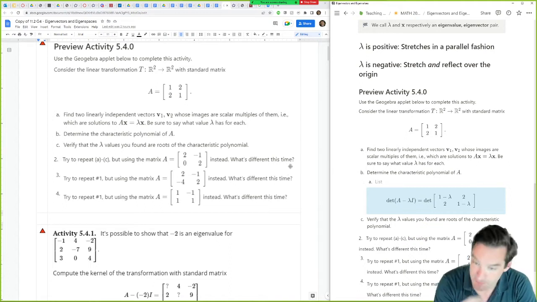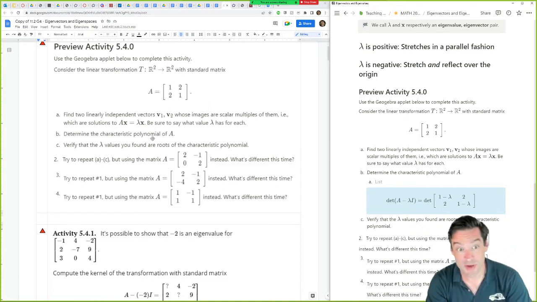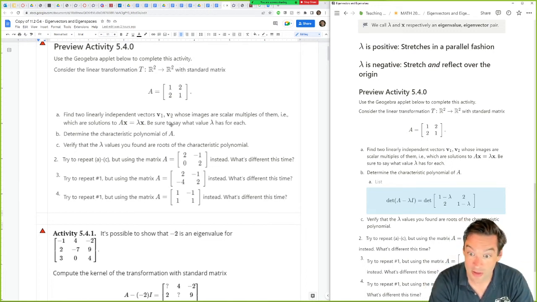So let's take 5 or so minutes with your team, maybe 10, to determine that characteristic polynomial. And then by looking at your answers to the first activity, the preview activity in 5.3, see if you can verify that the eigenvalues that you found in the previous preview activity actually are roots of this characteristic polynomial. So let's take 10 minutes to do that algebra with your team.